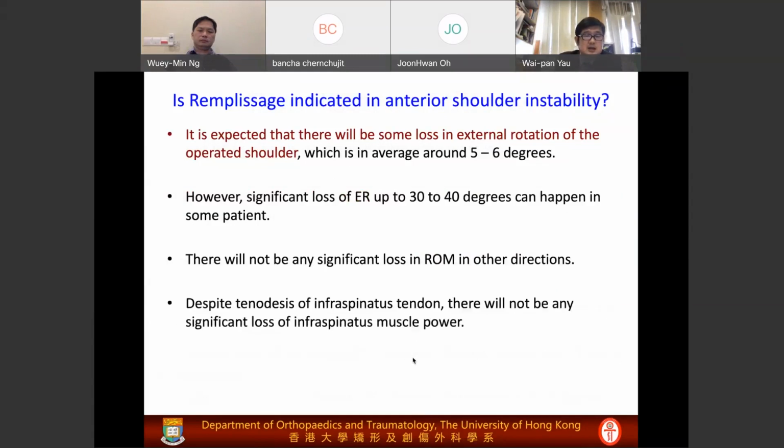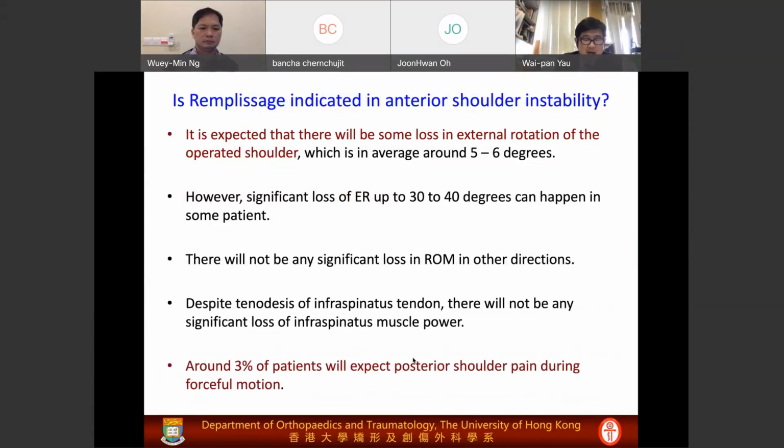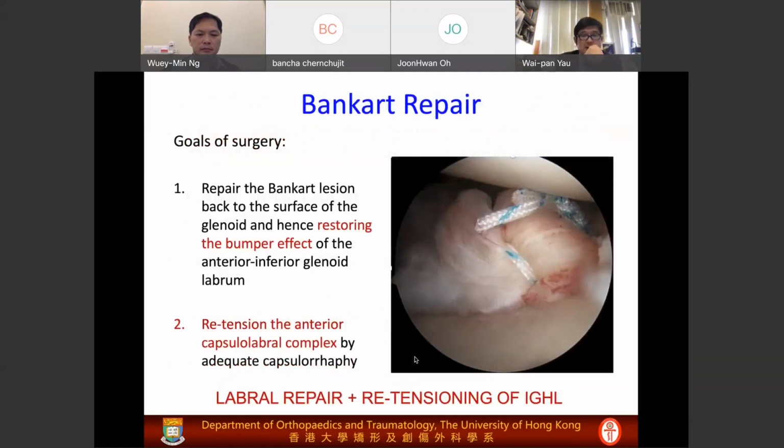But if this patient needs to do some high activity, sport activity like the pitcher, they may experience some problem, simply because some of these patients will experience posterior shoulder pain during forceful motion of the external rotation, and this may make it difficult for them to return to the activity.